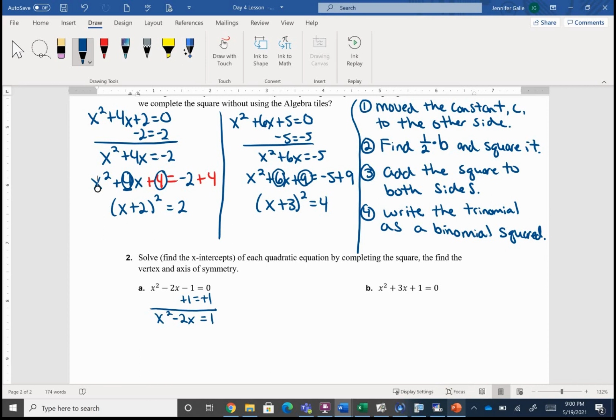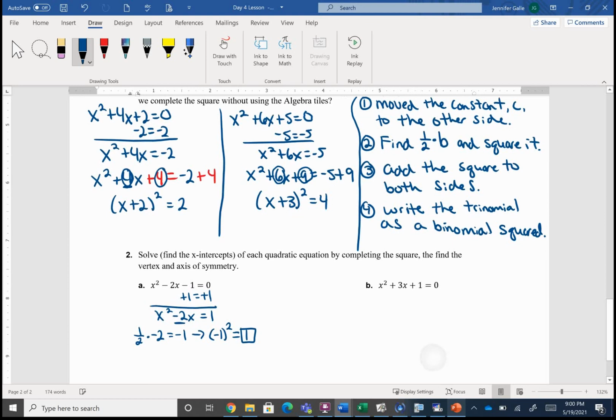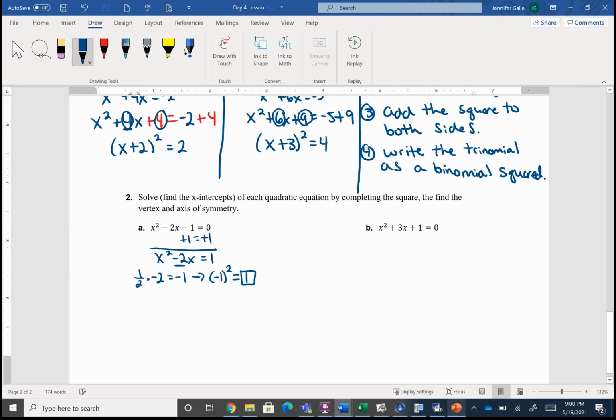Step 2 says find half of our b value and square it. My b value in this case is -2. So I'm going to take half times -2. That equals -1. I'm going to take -1, put it in parentheses, and square it. I get 1. Step 2, done. Step 3 says to add that square to both sides. So we're going to add 1 to the left side, and we're going to add 1 to the right side.